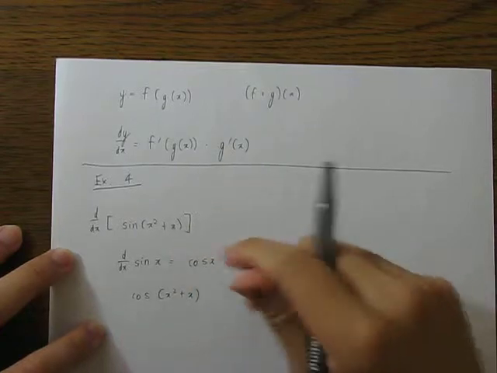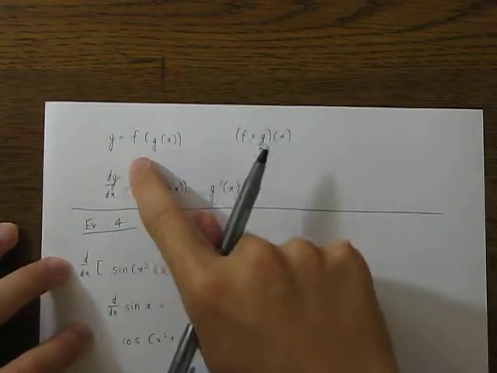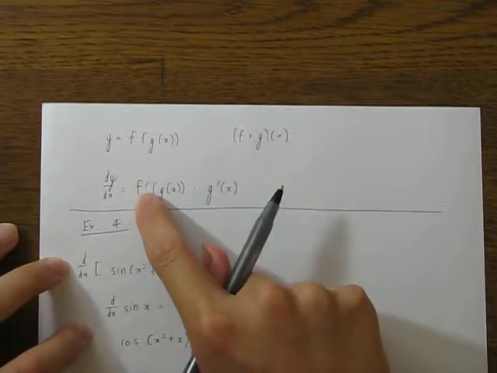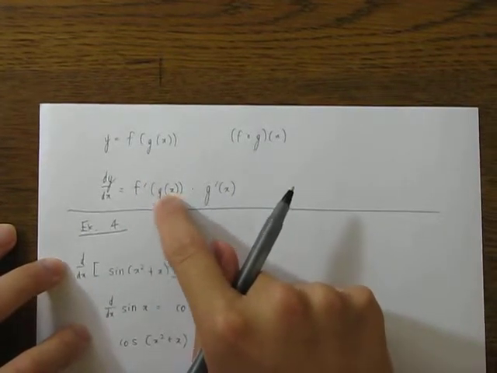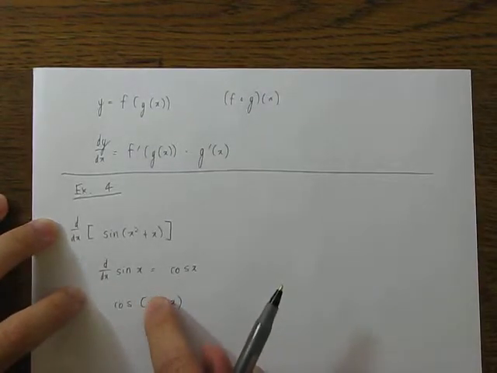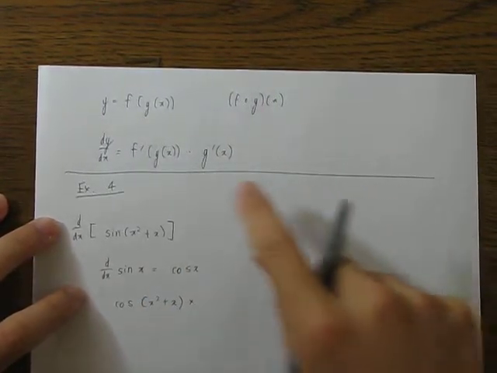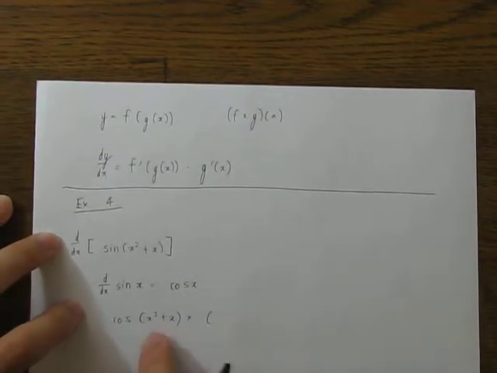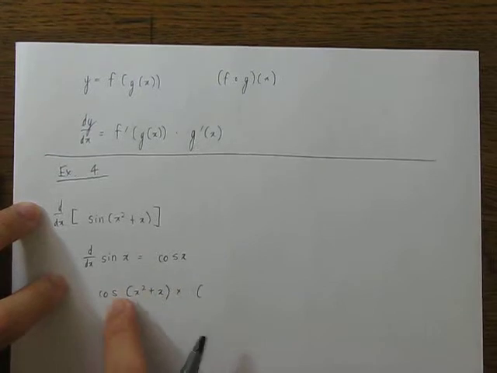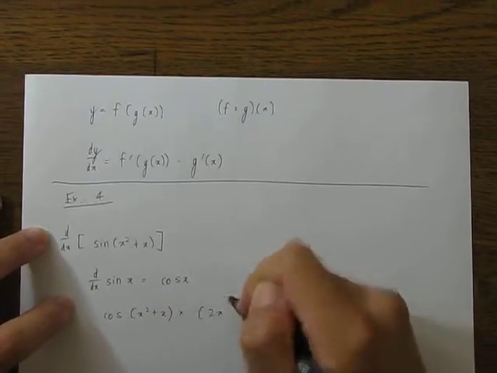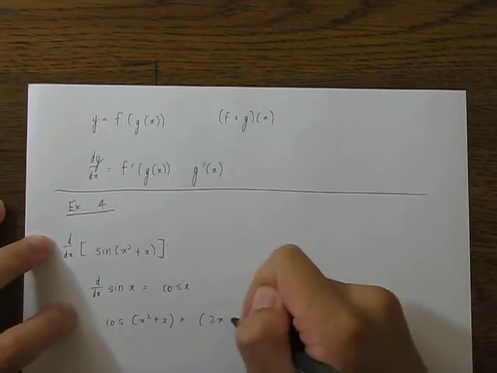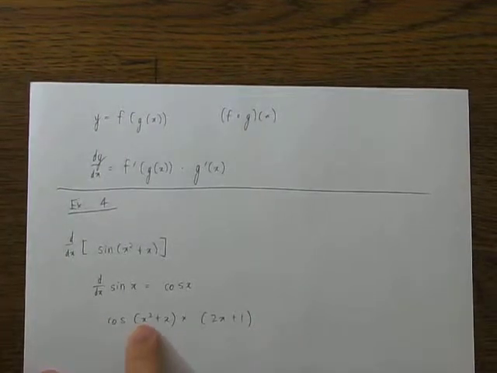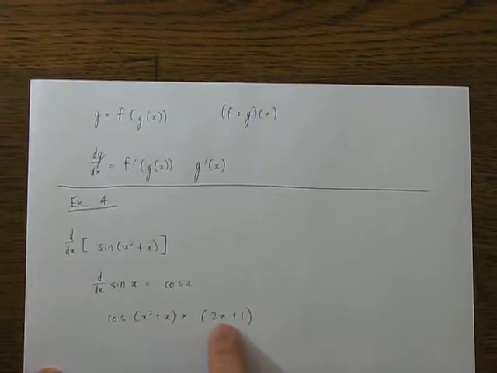Okay? The inside stays intact. Okay? Like right up here. So you first took the derivative of sine of x, right? Sine of u, excuse me. And then you leave the inside intact. Next, you have to multiply by the derivative of the inside. So what's the derivative of the inside? Well, you have x squared, so you move the 2 up, so you have 2x. And x raised to the first power gives this plus 1, okay? So this is your derivative. You have cosine of x squared plus x times 2x plus 1.